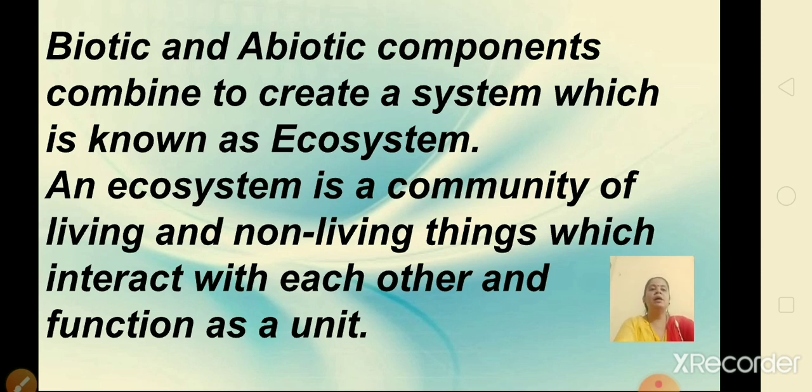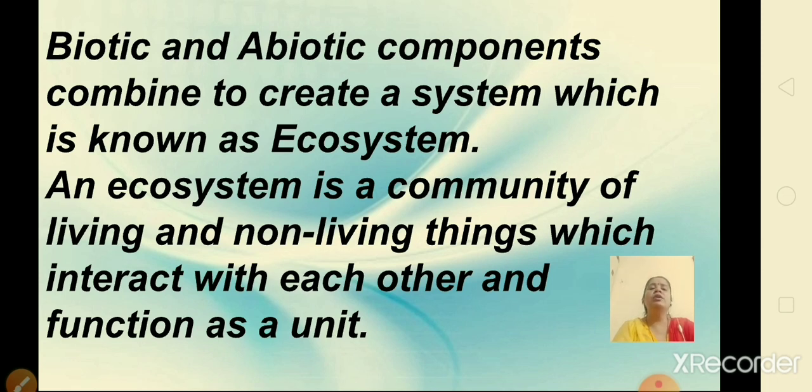Biotic and abiotic components combine to create a system which is known as the ecosystem. An ecosystem is a community of living and non-living things which interact with each other and function as a unit, as a whole.